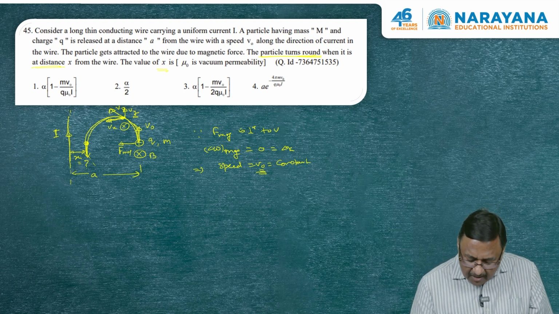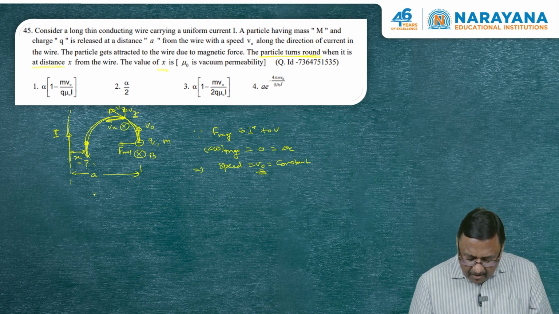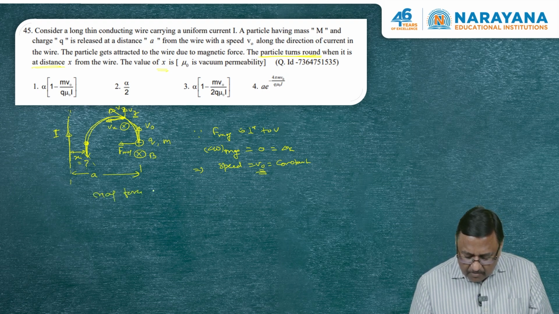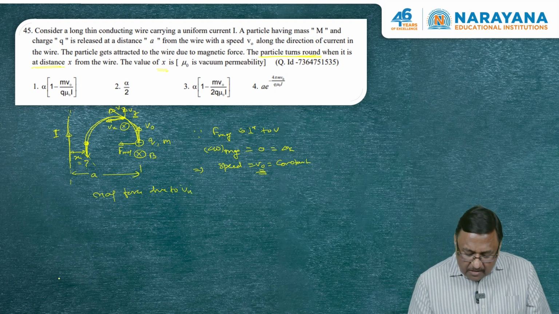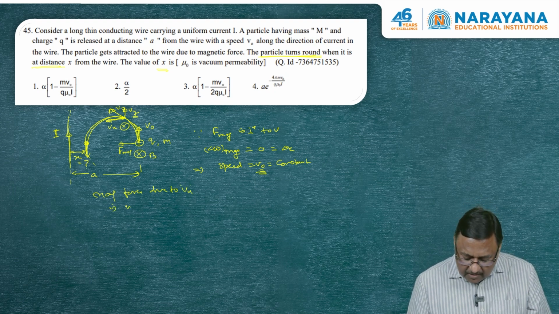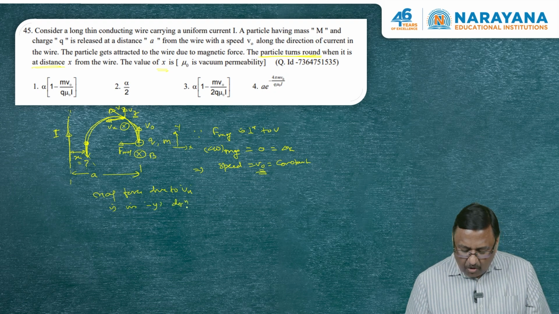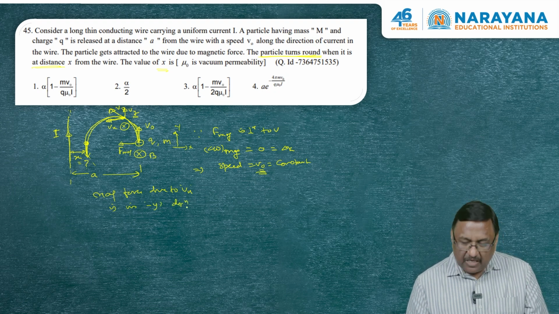But if I am writing this force because of Vx, if I write F magnetic because of Vx, so the magnetic force due to Vx, suppose I consider this to be the x direction and this to be the y direction, is in the downward direction, I can say in the negative y direction. I hope you see this question very easily.